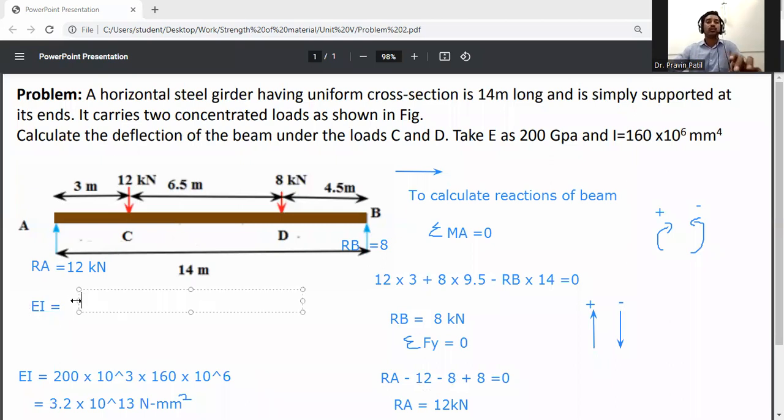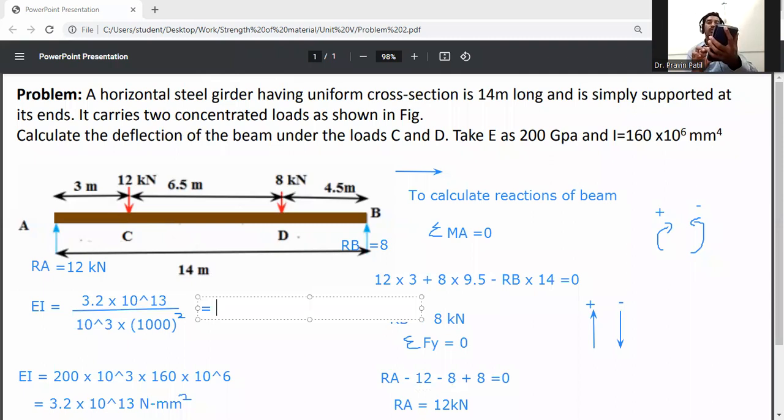First of all, write down 3.2 into 10 raised to the power 13. First of all, convert Newton to kilonewton, which means we need to divide by 10 raised to the power 3. Then for meter square, we need to convert mm square to meter square, which means dividing by 1000 square. Okay, so we will get kilonewton meter.